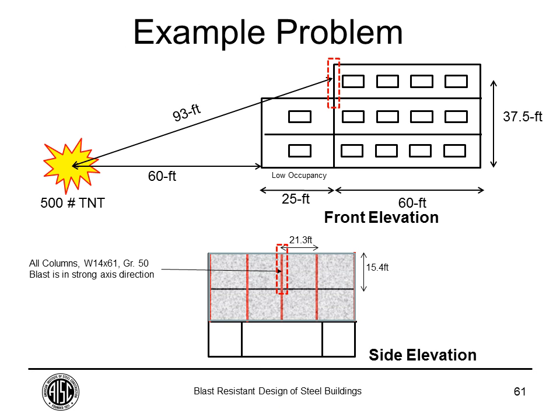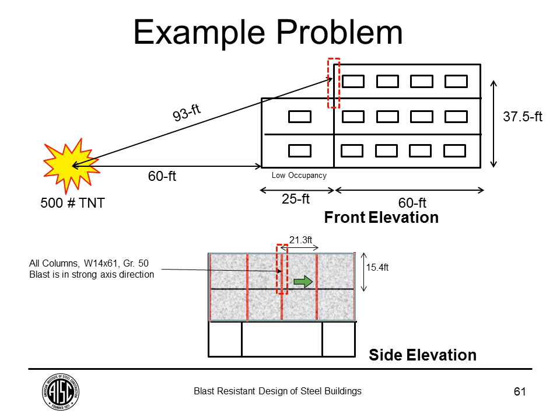So now let's just look at another example to try to bring together everything that we talked about on the design of steel components. In this example, we have 500 pounds of TNT about 60 feet away from a building, and we want to analyze the response of a steel column up here in the third level.